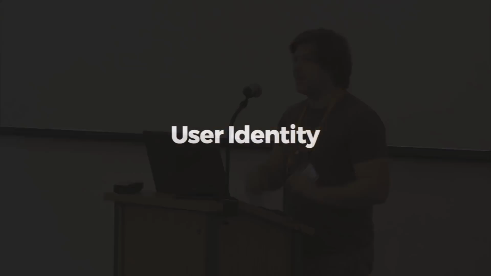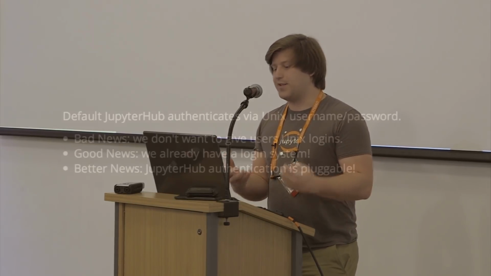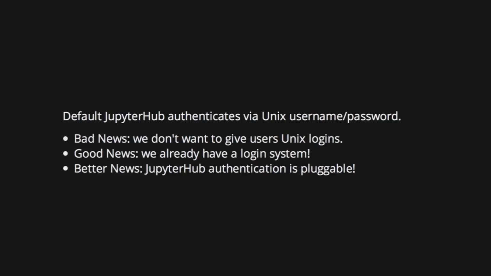So with that background in mind, I'm going to talk about how we tried to solve some of these problems. The first problem I want to talk about is user identity. By default, JupyterHub has this notion of authentication, and what it does is it authenticates users via Unix username and password.